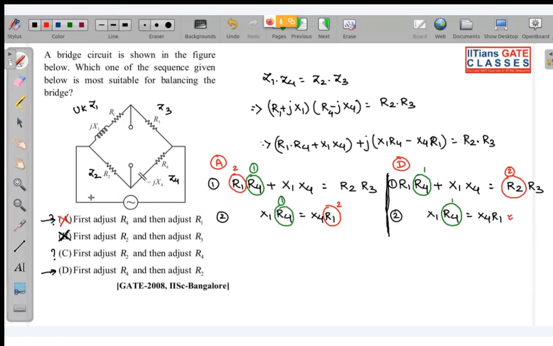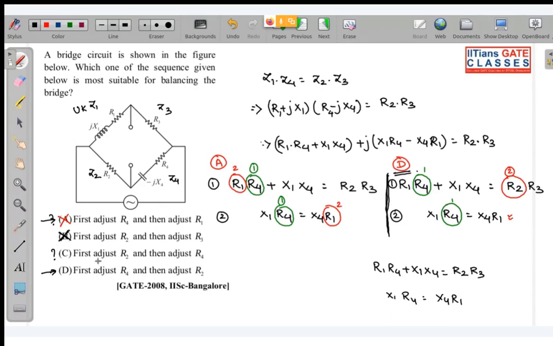Okay, so now we are left with option C and option D. So once again, let me write both the equations for you. So this is option D now. R1 R4 plus X1 X4 is equal to R2 R3, and X1 R4 is equal to X4 R1.